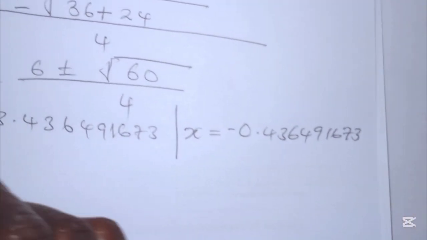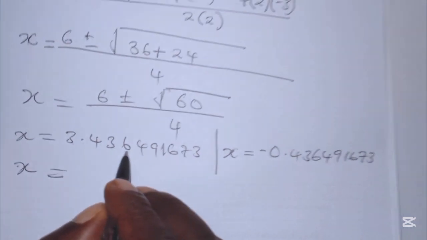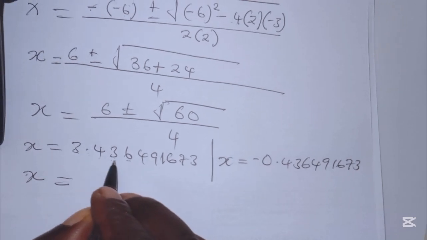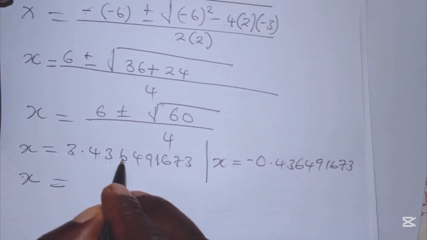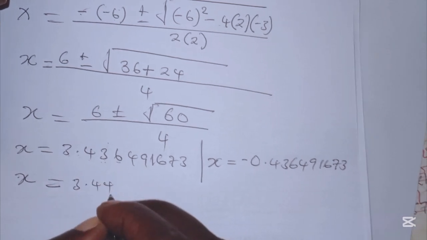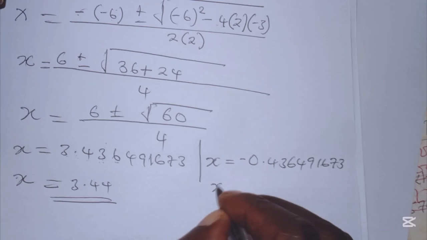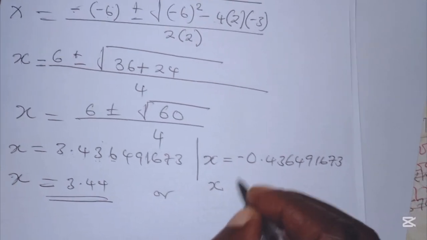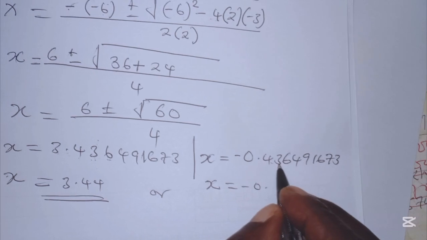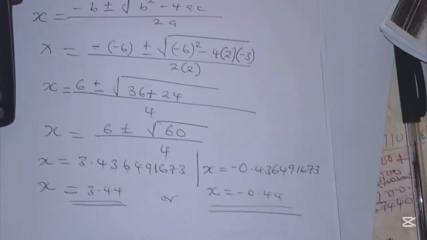Now you say x is equal to 1, 2. This is 1, 2. After the point, there are 2 numbers, so 1, 2. The neighbor is on the right, it is above 5, plus 1. So it will be 3.44. So this is the first value of x. You come this side, you say x is equal to negative 0 point, again 1, 2, the neighbor is this one, negative this one. So you can see these are the values.